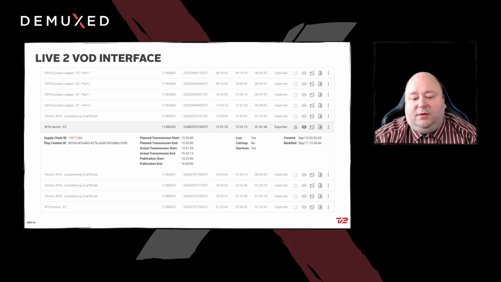Should they need to export something we haven't automatically marked, they can do so from the Live to VOD interface. They can do that both before and after broadcast. It also allows them to export it with a new content ID in case the content ID for that particular program has changed. It's not often, but it happens.